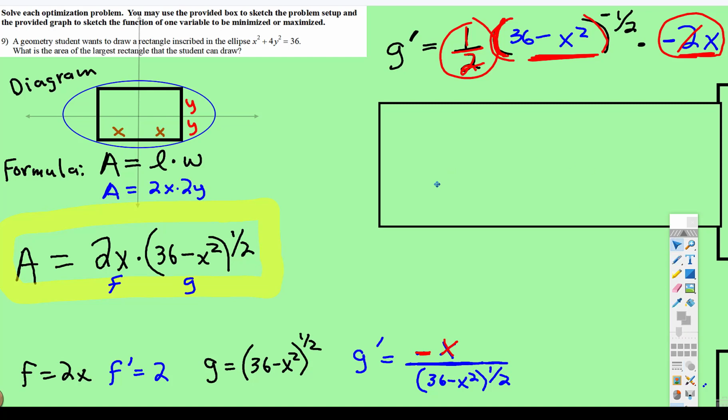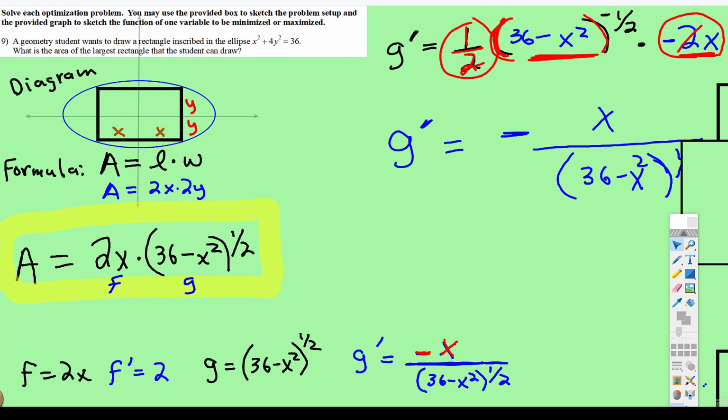So now what do we have? We have negative x over all of this stuff, because it's to the negative 1/2 power, we brought it to the denominator, and now it's the positive 1/2 power. So this is our g prime.